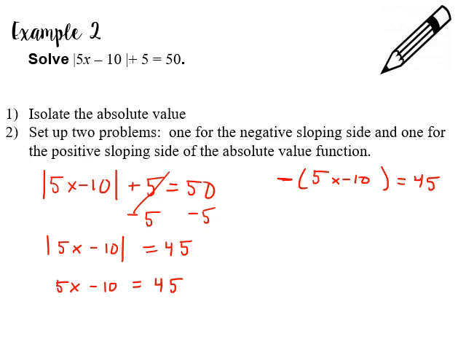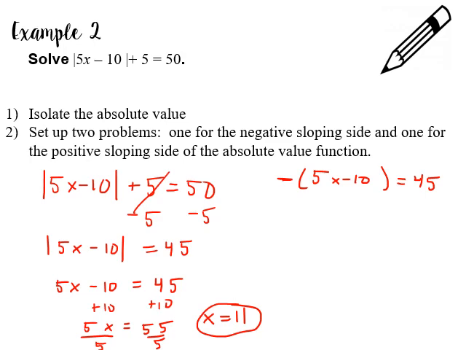So for my first equation, let's add 10 to both sides. So I have 5x equals 55, and divide by 5 on both sides. So my first solution, x equals 11. That's on the positive sloping side. Let's just circle that answer.